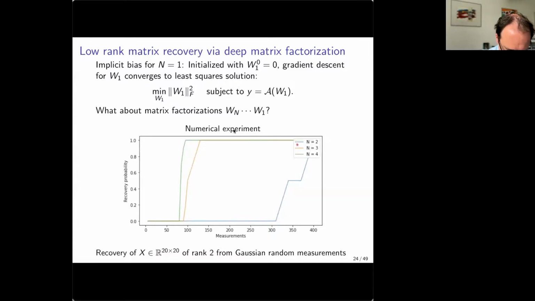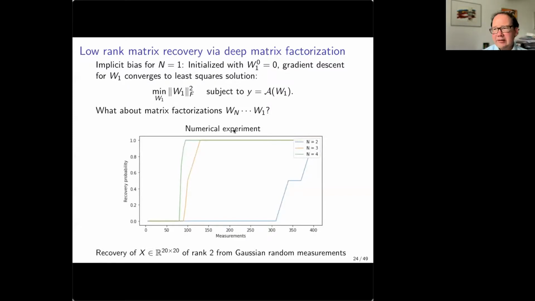But you see that this blue curve here for n equals 2, basically starting from around 310 or so, the probability goes up. So we already recover low rank matrices, but this becomes much more pronounced if we factorize into more matrices. Here we have n equals 3 and n equals 4. And you see that at around 80 measurements, we basically recover the original matrix. And this is more or less the number of degrees of freedom of a matrix of rank 2 in dimension 20 times 20.